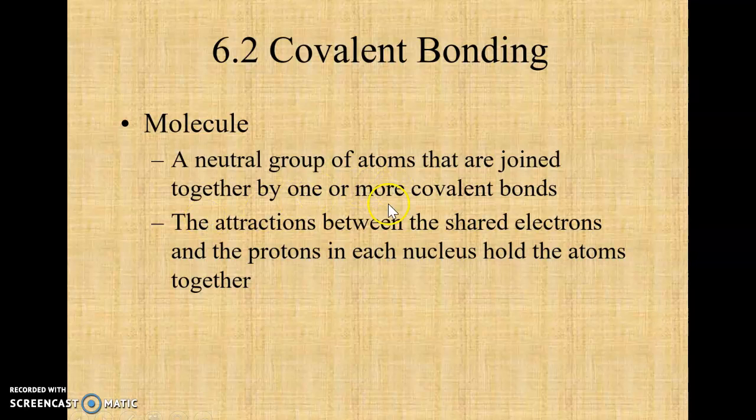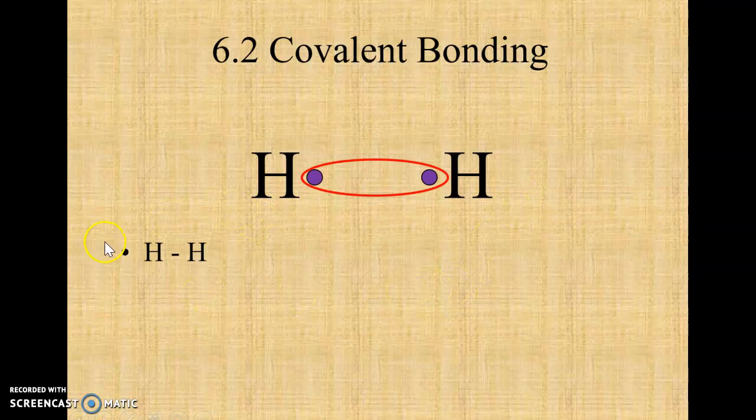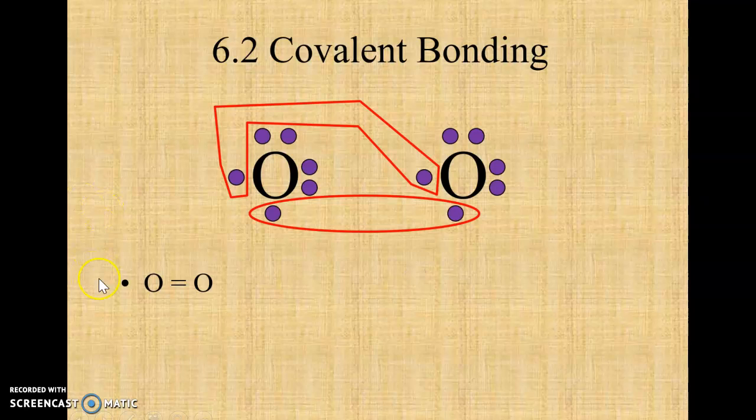Molecule, a neutral group of atoms that are joined together by one or more covalent bonds. The attractions between the shared electrons and the protons in each nucleus hold the atoms together. Diatomic molecules, the 2 in the chemical formula. Dihydrogen tells you there are 2 atoms in the molecule. And we've talked about that before, that's just counting atoms. So this is a single bond between 2 hydrogen atoms.